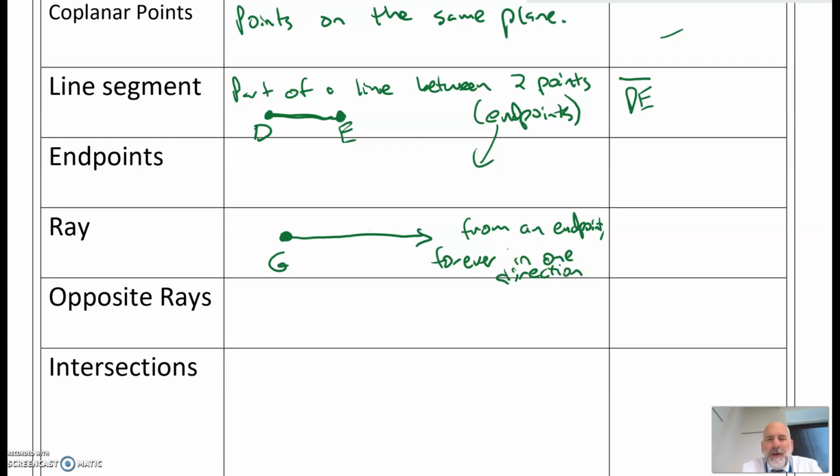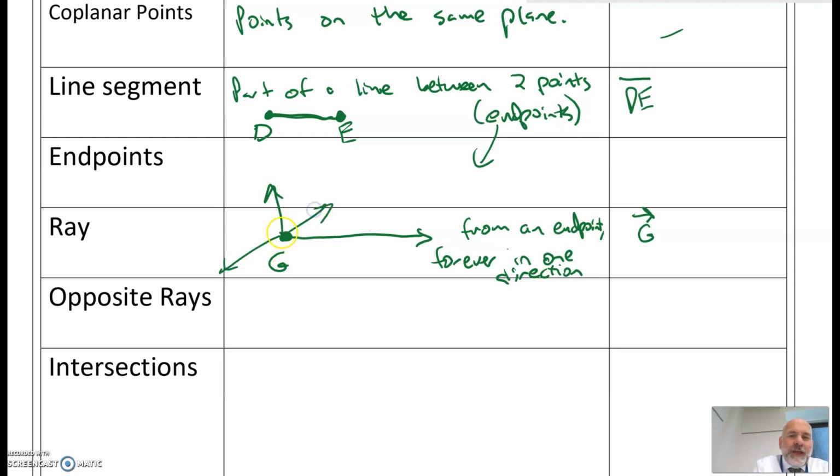Now we can't just call it G because that's a point. I'm trying to make the point that how you write things is going to tell people what you're talking about. So you have to write things clearly. We can't just write G, so we could write a little ray symbol on top of it. But then there are other rays, like there could be a ray here and there could be a ray here.